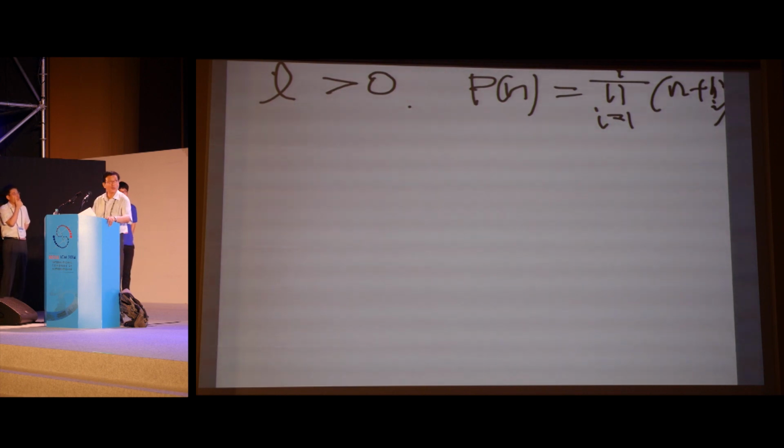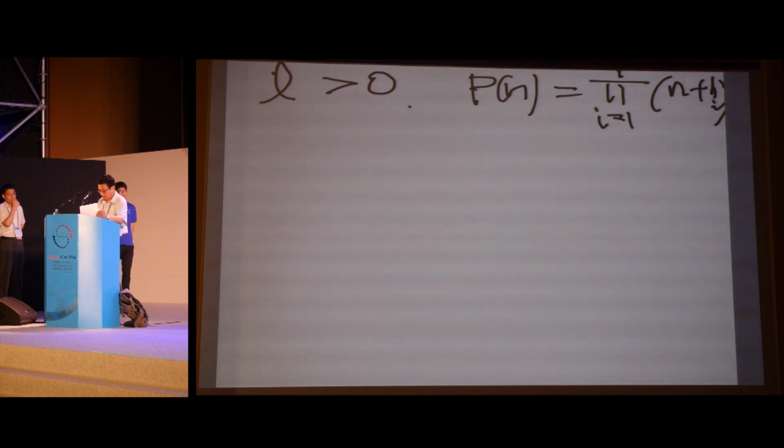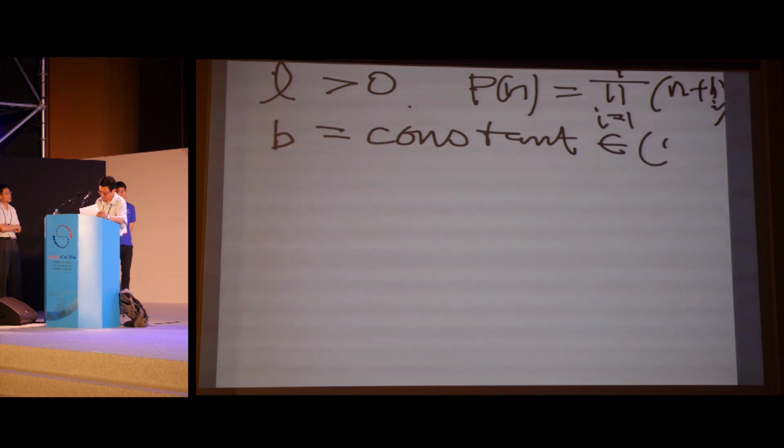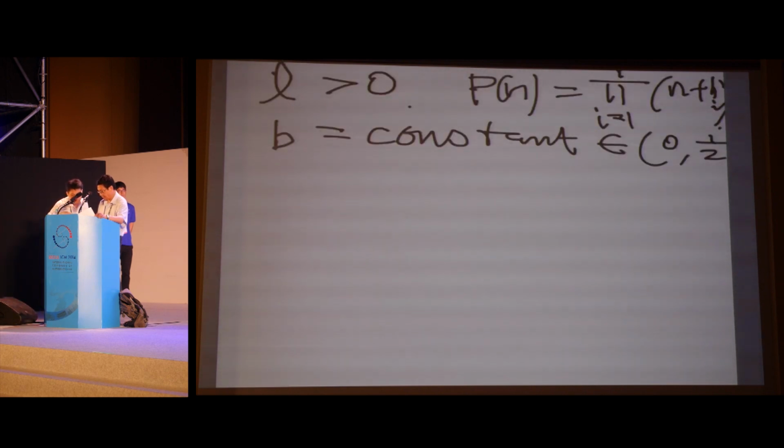So this is the k, sorry, it is k on the top of that one. And the mu of d is the Möbius function. I'm not going to say more about this. And here b is a constant. Usually it is taken between 0 and 1/2.